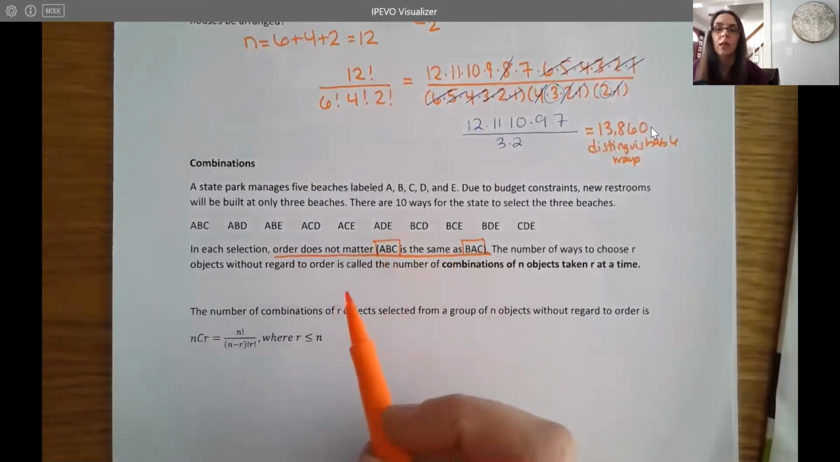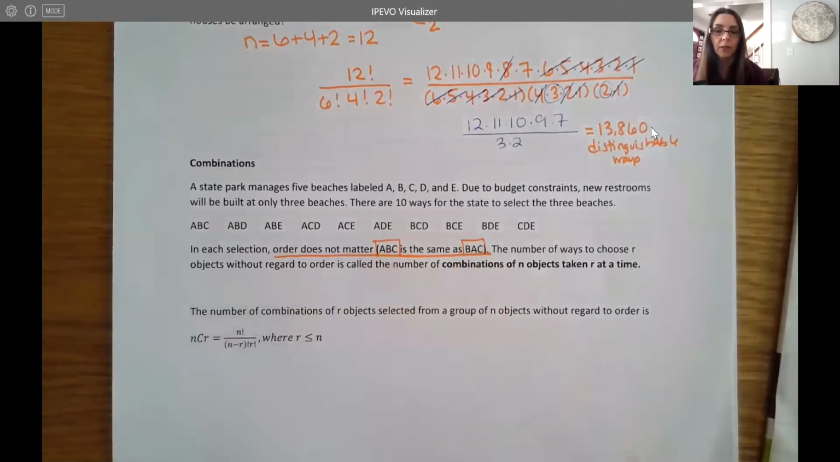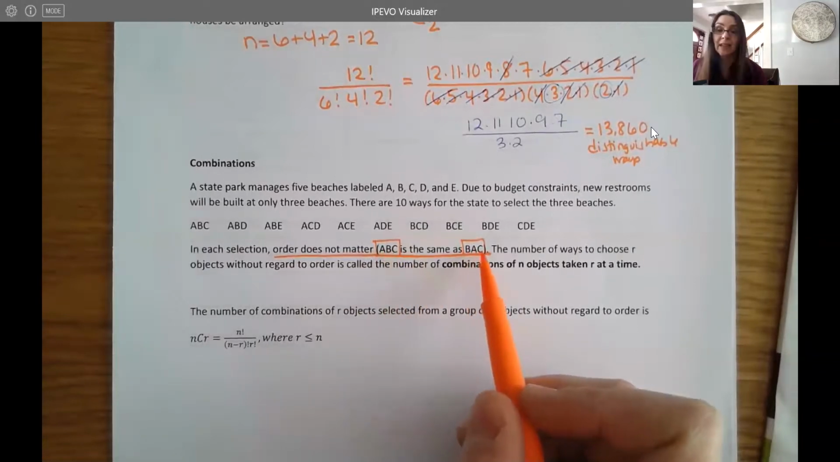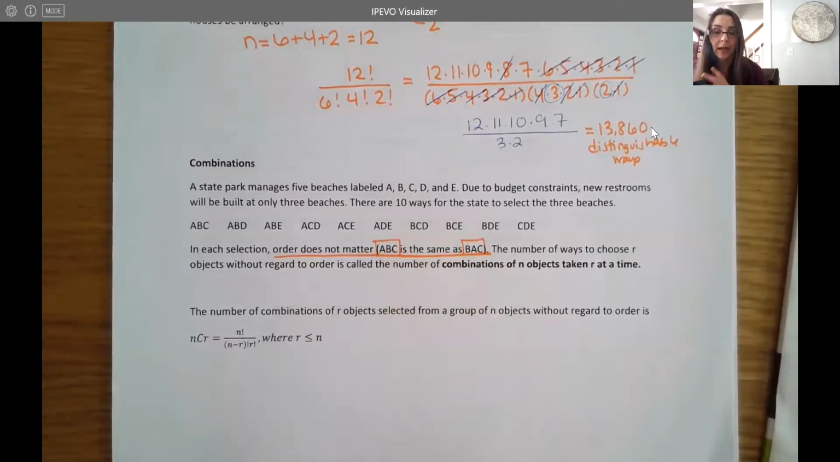It's not that we're choosing the order in which we're going to complete the restrooms, or that we're going to do A first, then B second, and C third. That's not what we're asking. We're asking just to choose any 3. So if I choose the combination A, B, and C, or B, A, and C, I'm actually choosing the same 3 beaches. I don't need to repeat that over and over again.